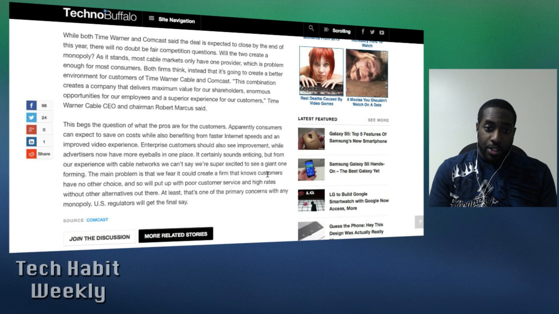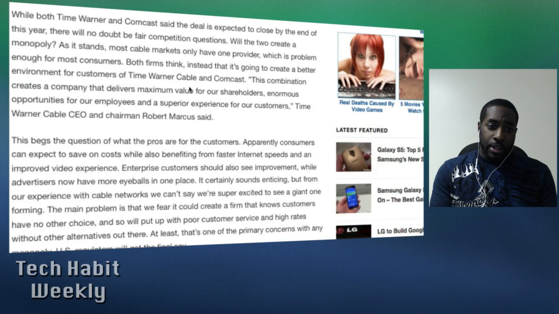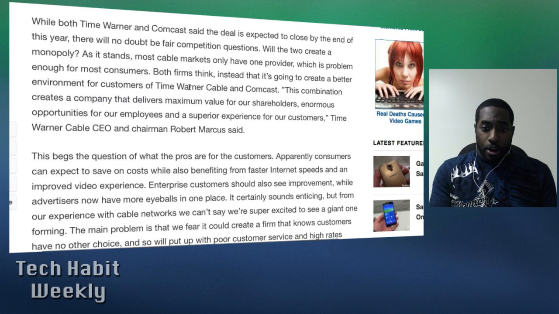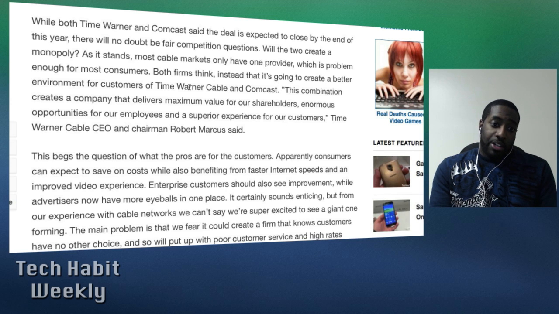Both firms think this will create a better environment for customers of Time Warner Cable and Comcast. This combination creates a company that delivers the maximum value for our shareholders, enormous opportunities for our employees, and a superior experience for our customers, said Time Warner Cable CEO and chairman Robert Marcus. It begs the question of the pros and cons for customers. Apparently customers can expect to save on costs while also benefiting from faster internet speeds. I'm going to stop right there.